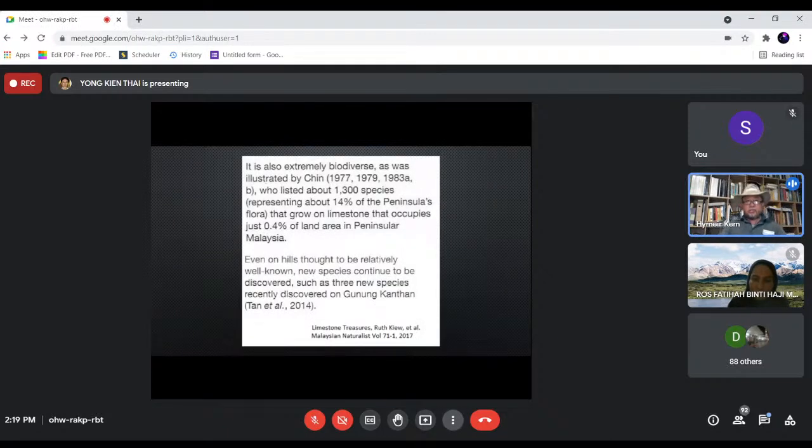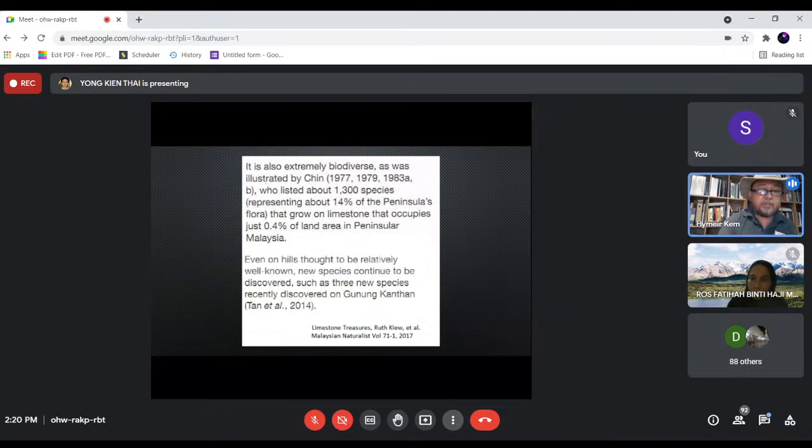So limestone is known to hold many unique plant and animal species. Here, it says that about 1,300 species, which represents about 14% of the peninsula's flora, grow on limestone. Remember I said just now less than 1%. So less than 1% of land area holds about 14% of the peninsula's flora. That's very significant. And it goes on to say, even on hills thought to be relatively well known, new species continue to be discovered, such as 3 new species recently discovered at Gunung Kantan.